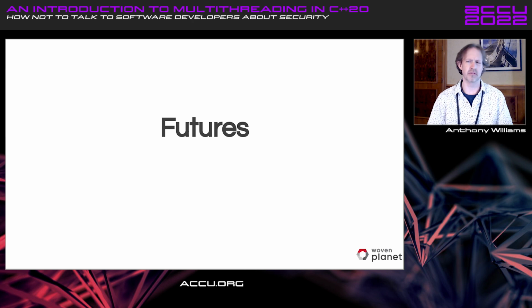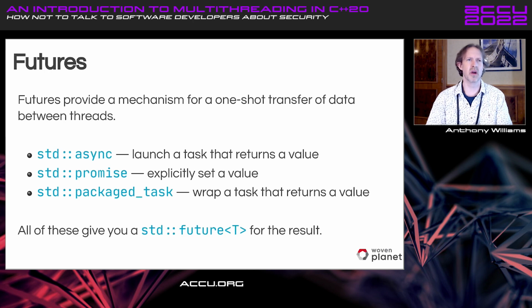So what if you don't have a loop synchronization problem? You've just got some data that you're generating on thread 1, and you want to pass it to thread 2 in a nice synchronized fashion. Well, futures are one way of doing that. They are a one-shot transfer of data between threads.